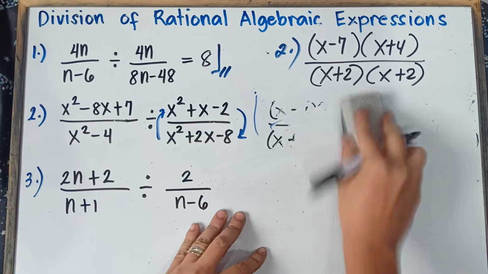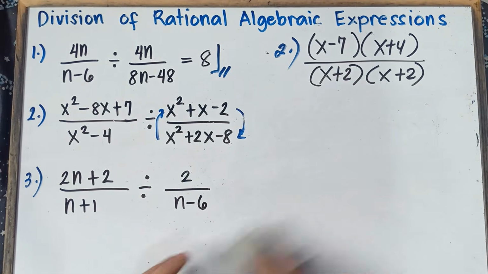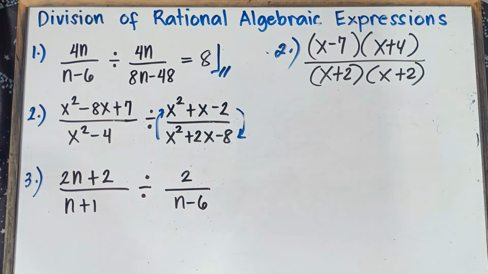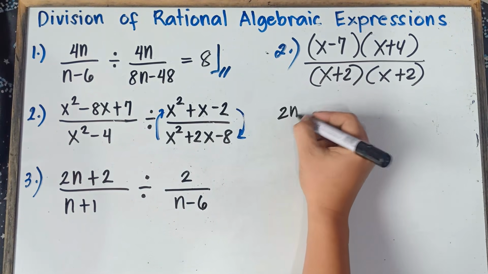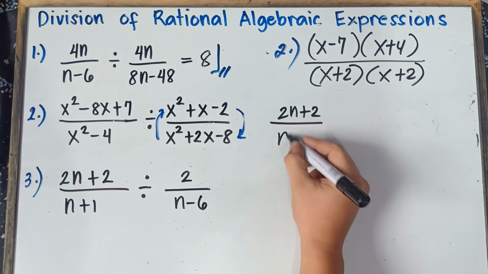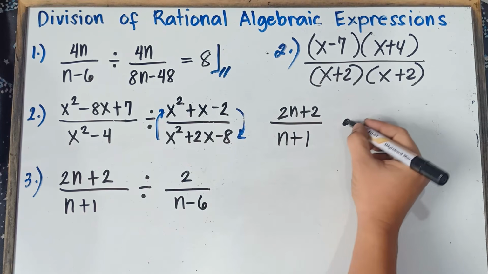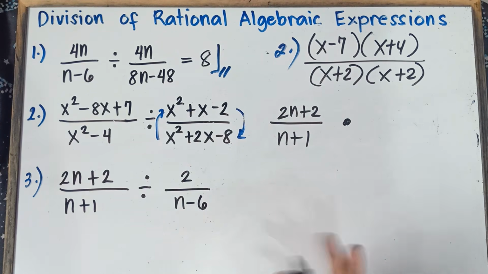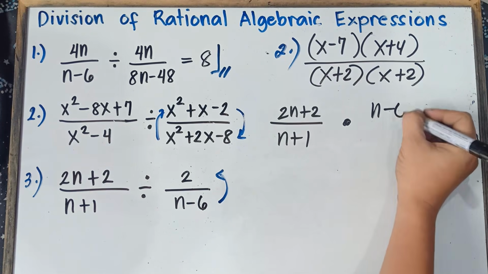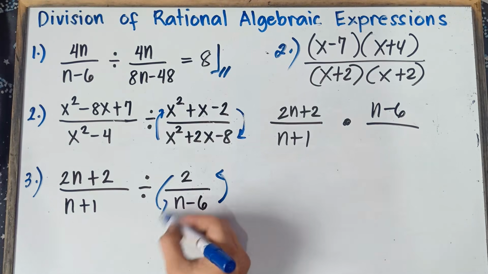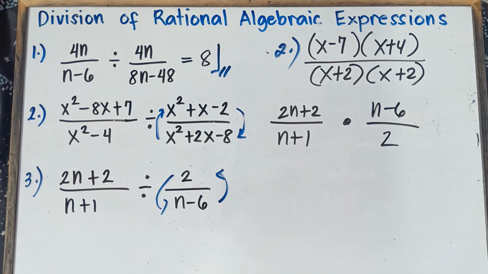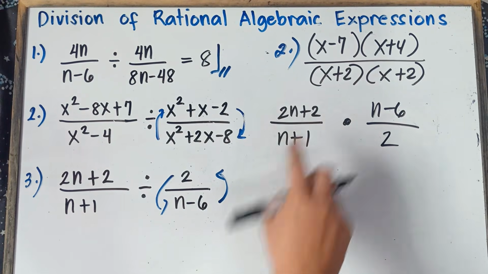Alright, so let's have example number 3. Let me just copy this one. We have 2n plus 2 over n plus 1, and then we proceed to multiplication. We don't have enough space, class, so let me just answer it right away. We proceed to multiplication and simply rotate this one. So this n minus 6 will be the numerator, and this 2 will be the denominator. Alright, so can we factor this out?